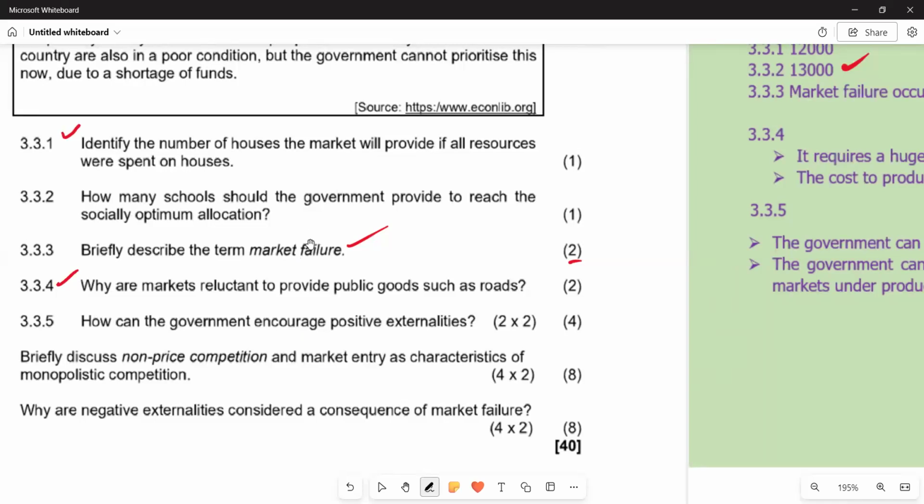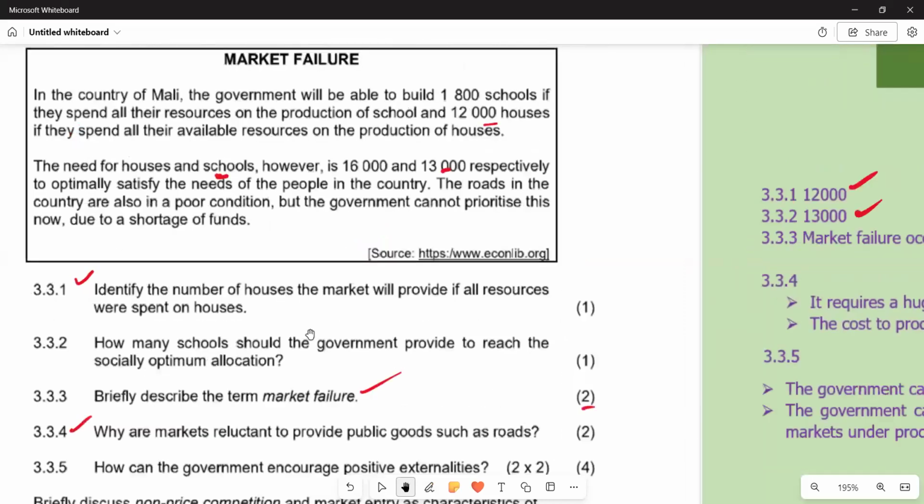So we can go back to the extract that we are having, and I will see that the last sentence reads, "The roads in the country are also in a bad condition, but the government cannot prioritize this now due to shortage of funds." So our answer that we're going to provide should be based on the shortage of funds.